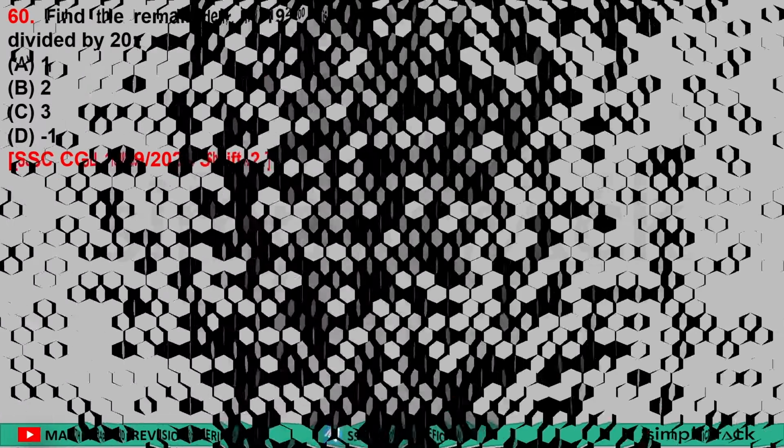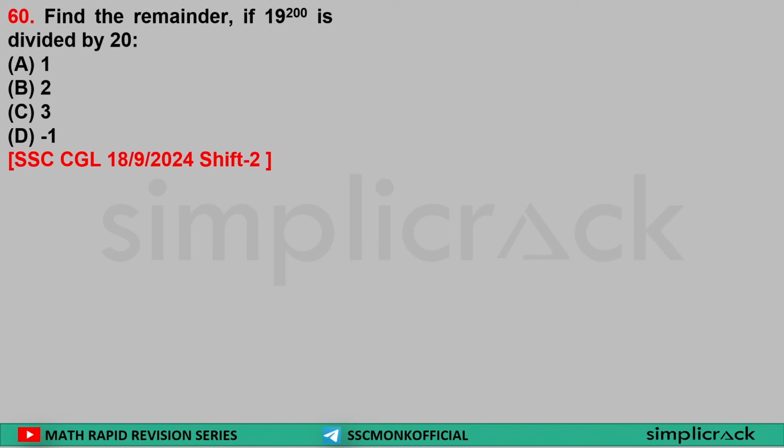Clear? Next. Find the remainder when 19 to the power 200 is divided by 20. Very simple, sir. 19 can be written as 20 minus 1. Sir, minus 1 to the power 200 will get me plus 1. Sir, plus 1 divided by 20, that means the remainder is 1. So the answer is option A. Clear?